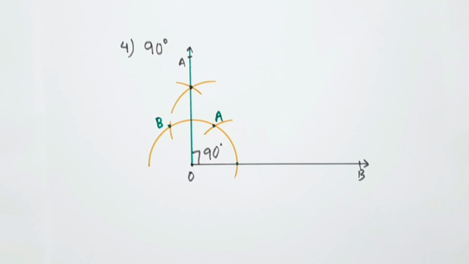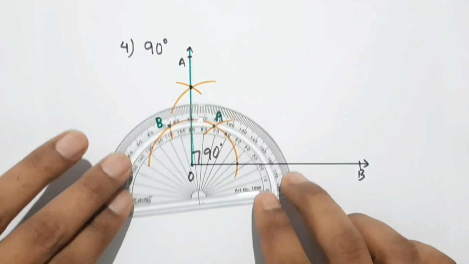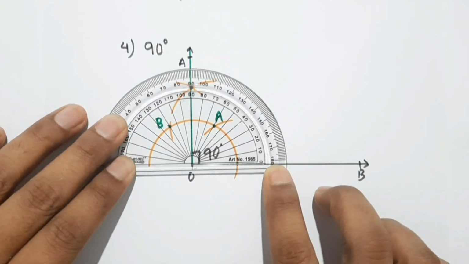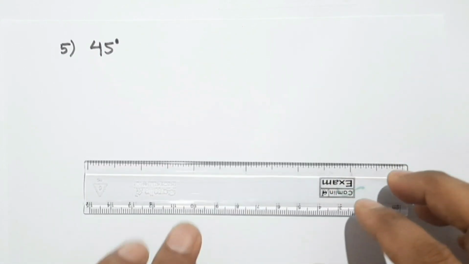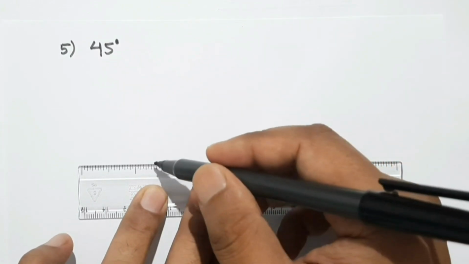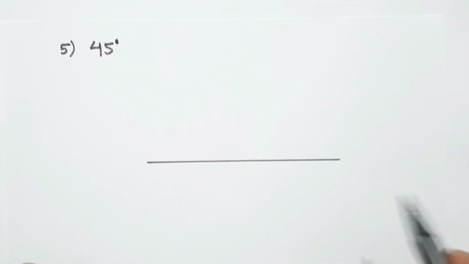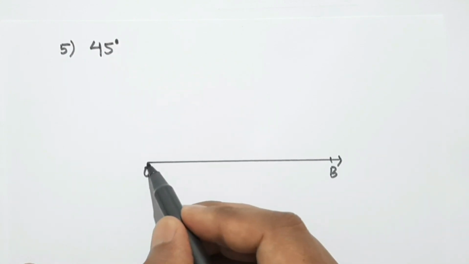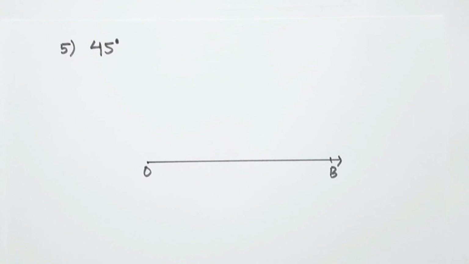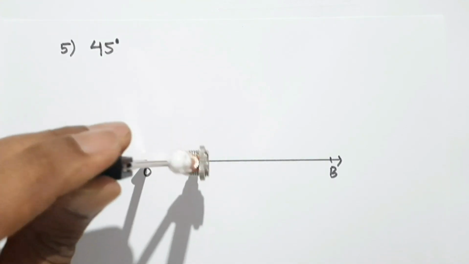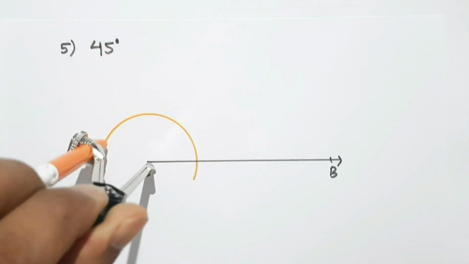Now let us verify by using a protractor. Here we got our 90-degree. Now next is the 45-degree angle. So first we are going to make a base. This is our base, and again I'll name this ray OB. Now first we are going to take O as a center. The first steps are always the same. So taking O as a center, we are going to draw a semicircular arc cutting the ray OB.